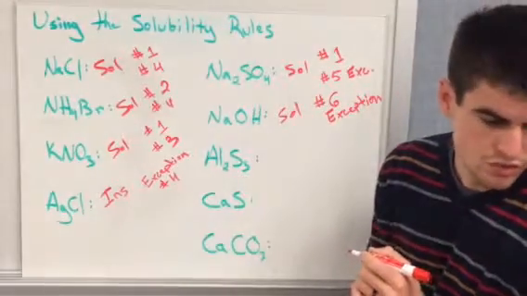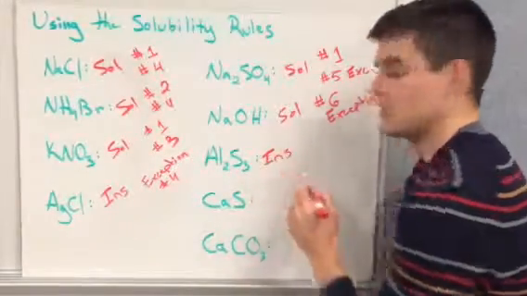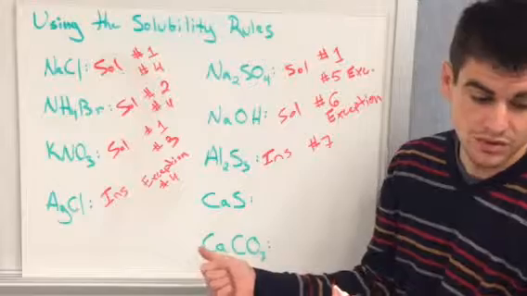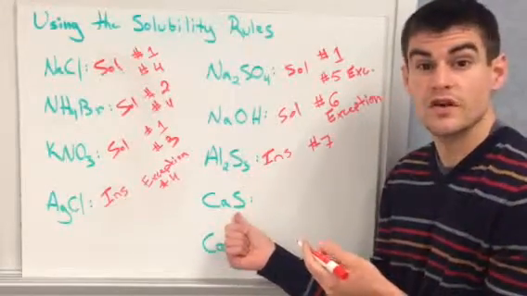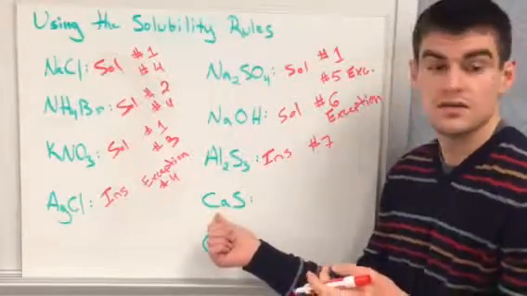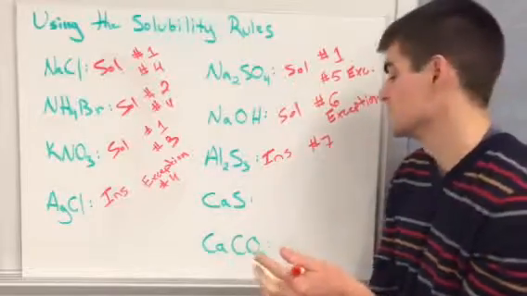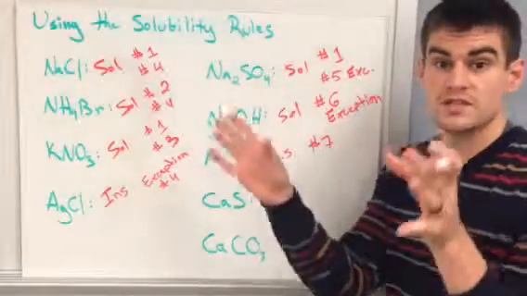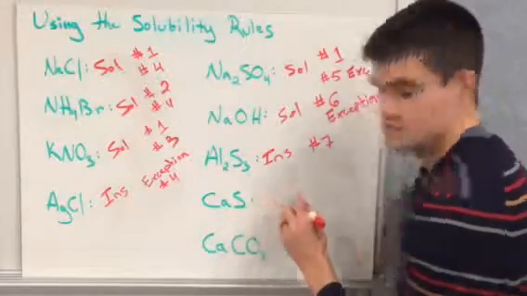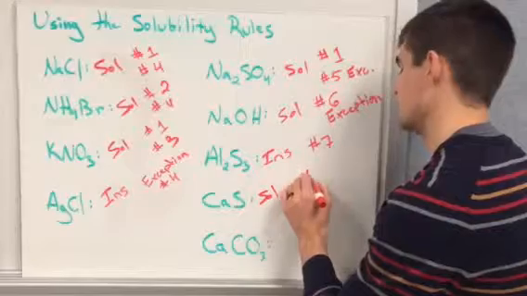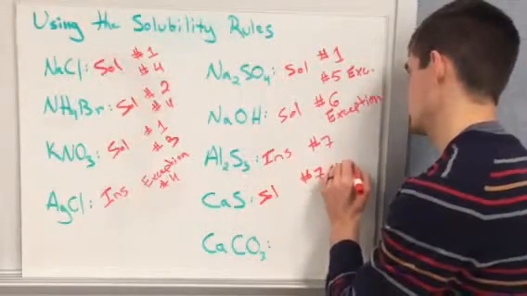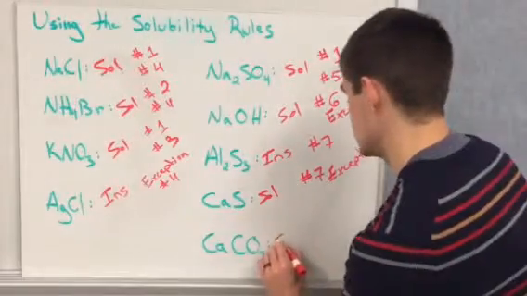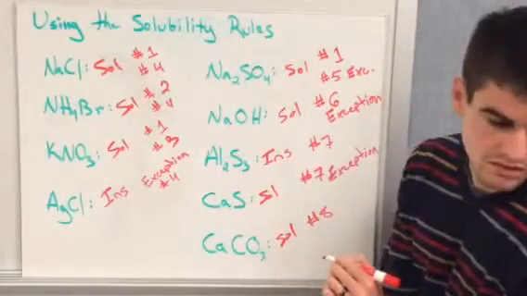Aluminum sulfide, Al2S3, this is insoluble, and that is rule 7. CaS, so calcium, hey, that's a group 2, but it says all sulfides are insoluble except group 1 and group 2. Calcium is group 2 on your periodic table, meaning it's in the second column, or group 2A, I think is what I say on yours. So we're looking at the 8 rows that stick up higher than anyone else. So this one's soluble, and this is a rule 7 exception. And then the last one, calcium carbonate is soluble, and this is a rule 8 exception.